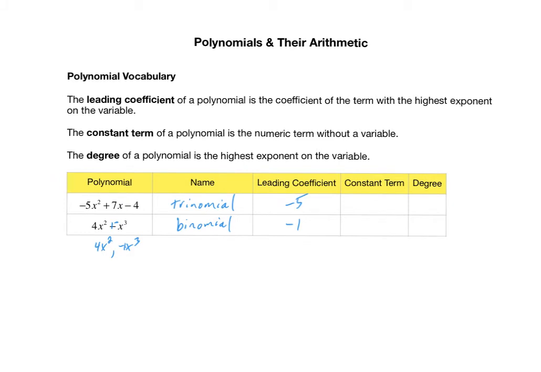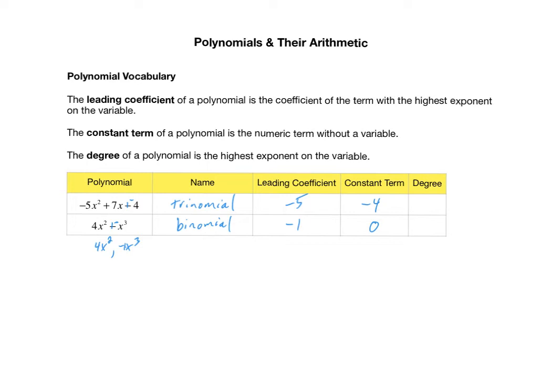So the constant term here is -4, because this would be -5x plus 7x plus -4. So the constant term is -4. Here you don't see anything being added on. So what number can you add on to an expression and not change it? That's specifically the number 0 in the real number system. So it's not that this does not have a constant term. You just don't see it. The constant term is 0.